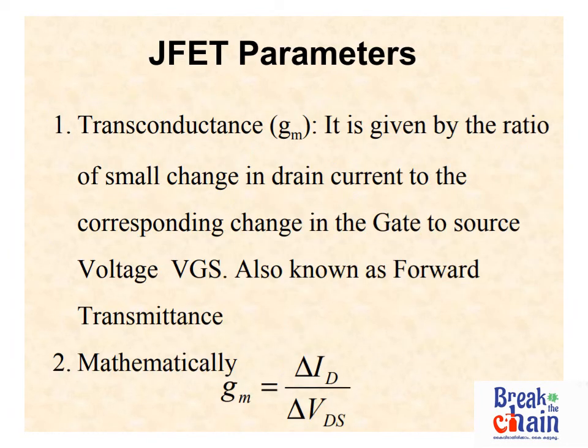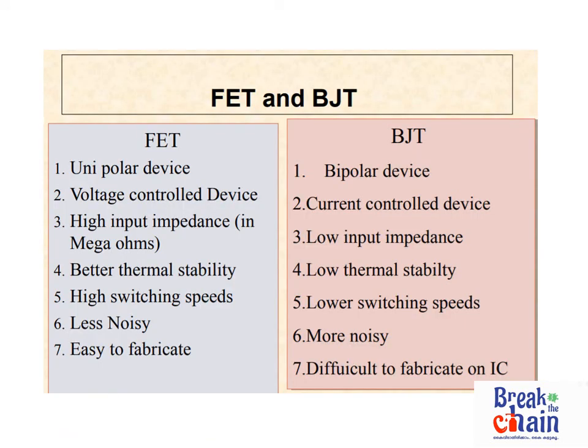The third one is called transconductance. It is denoted as gm. It is given by the ratio of a small change in drain current to the corresponding change in the gate to source voltage VGS, and it is also known as forward transmittance. Mathematically, gm is equal to delta ID divided by delta VGS. So this is called transconductance.